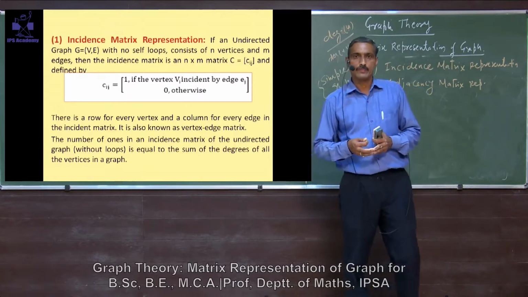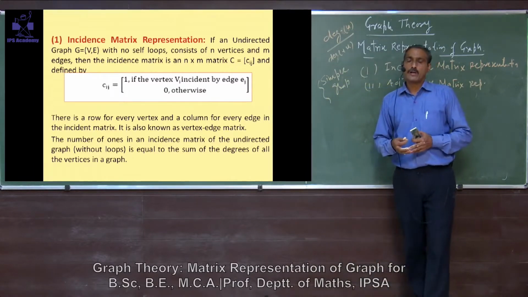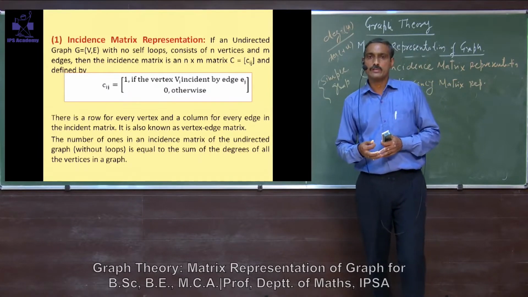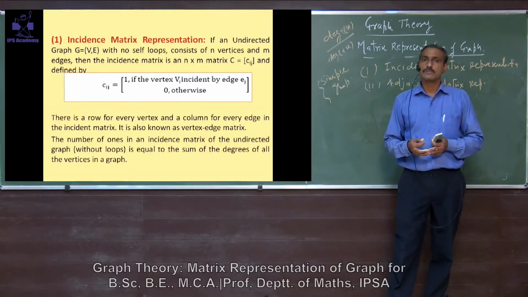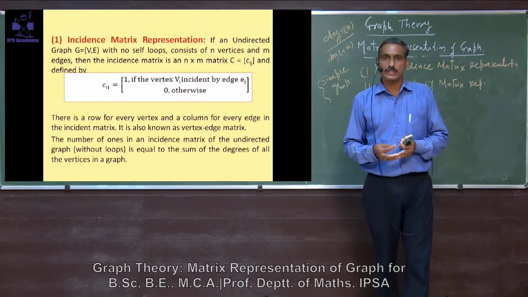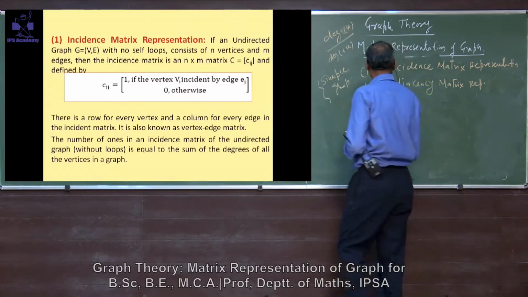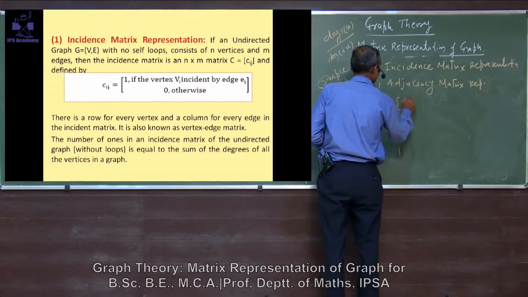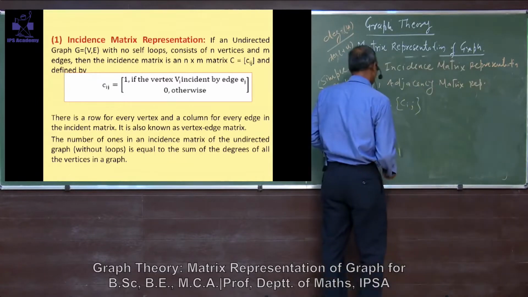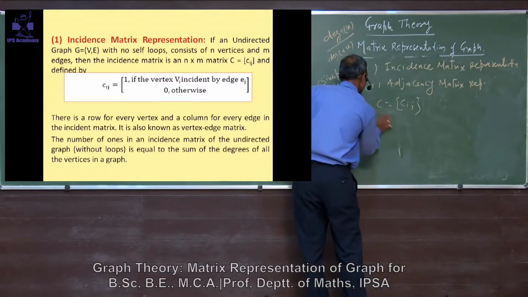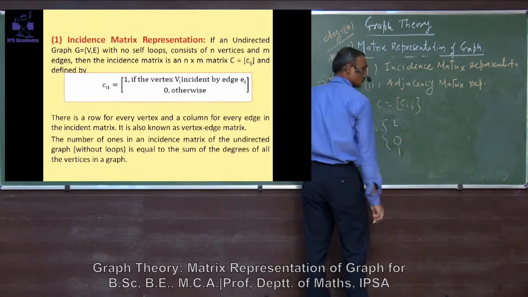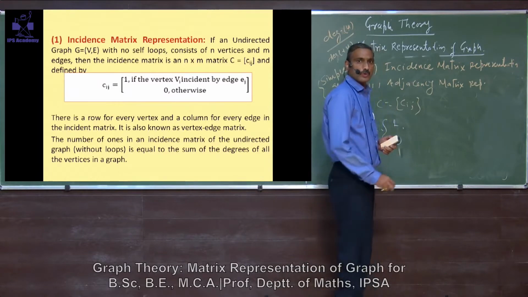That means an undirected graph. If an undirected graph G equals V comma E with no self loop consists of n vertices and m edges, then the incidence matrix is an n by m matrix defined by C equals Cij. Cij is the element of the matrix. Okay, so what will be the element of the matrix? Cij will be either 1 or 0.